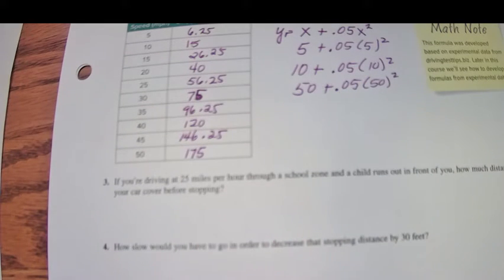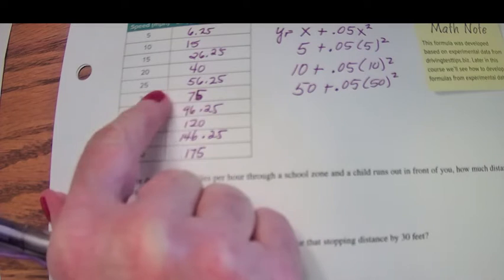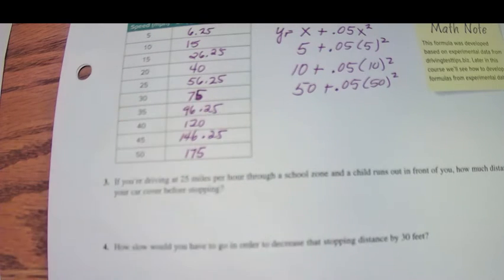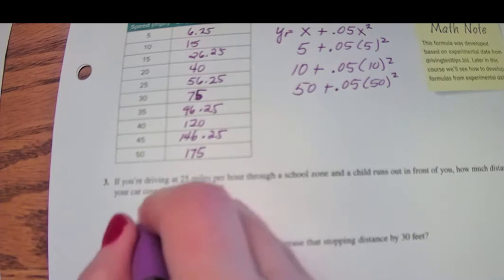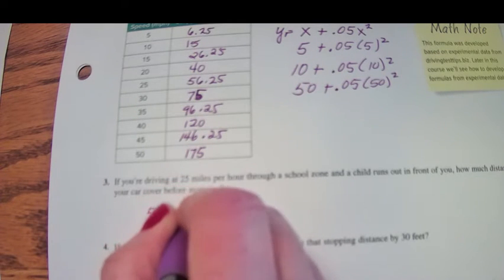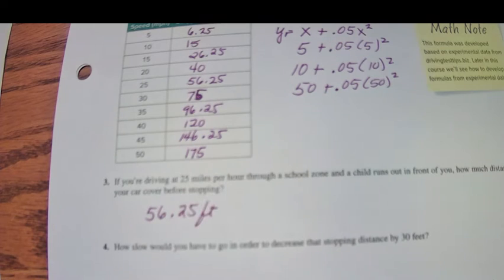So now we're going to use this table to answer the next few questions. If your car is driving at 25 miles an hour, so that's right here, in a school zone, and a child runs out in front of you, how much distance will your car cover before stopping? Well, at 25 miles an hour, it's going to cover 56.25 feet before stopping.